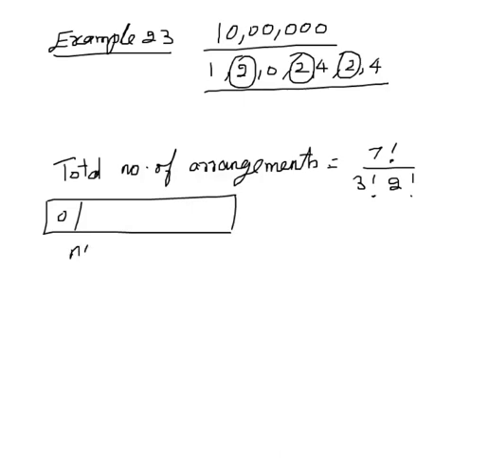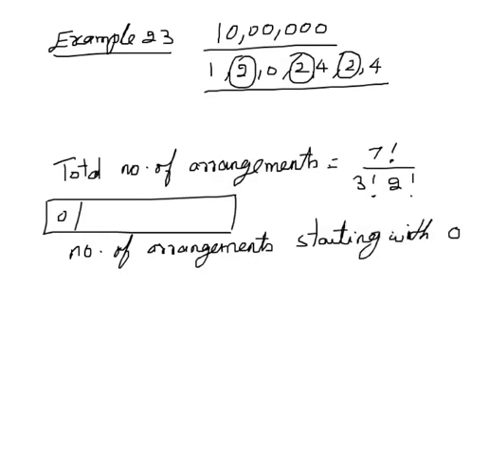So starting with 0, number of arrangements starting with 0 is equal to, if 0 is fixed in the first position, we have to arrange the remaining 6 digits, out of which we have 3 2s and 2 4s. We need to subtract these values.